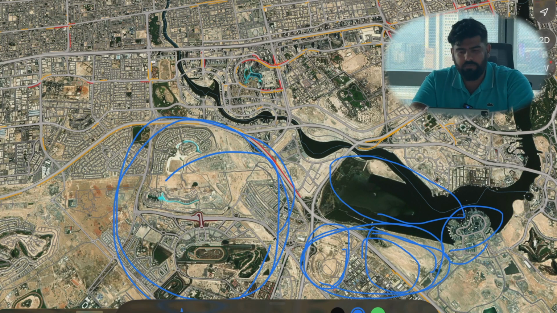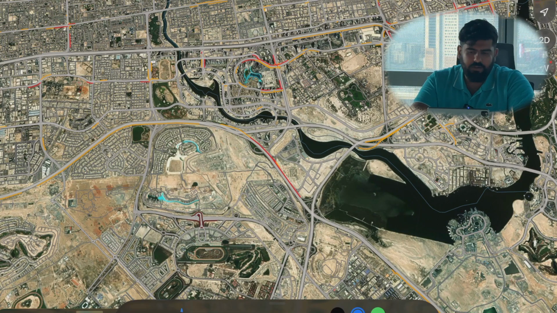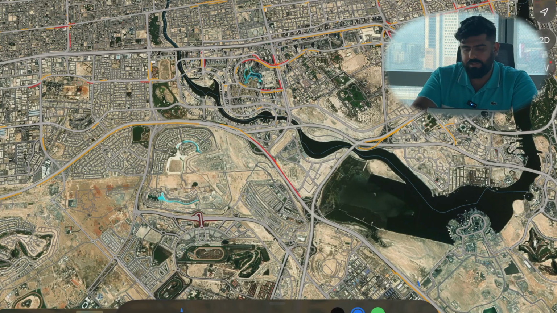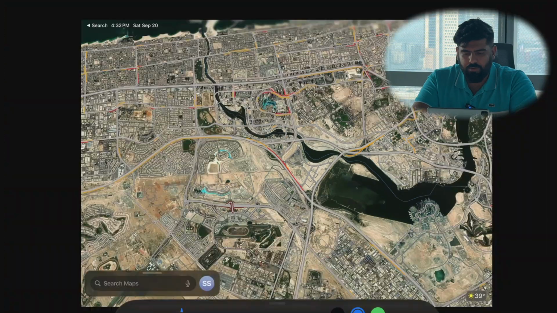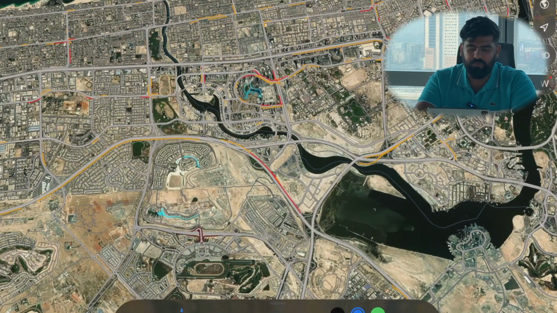So this is also a very interesting area to look at as an investor, and it's also very close to downtown and Marina. This is a 5-10 minute journey to downtown over here. So these are the important areas for investors to keep a lookout for in category 3.